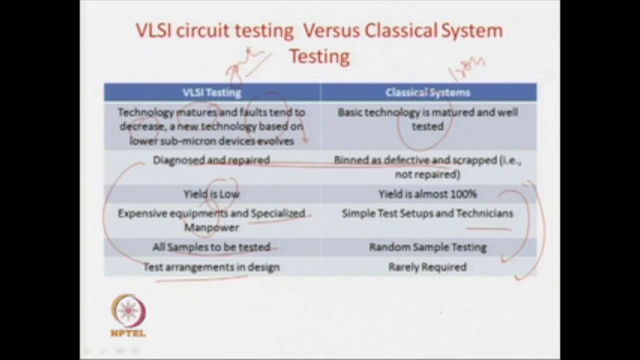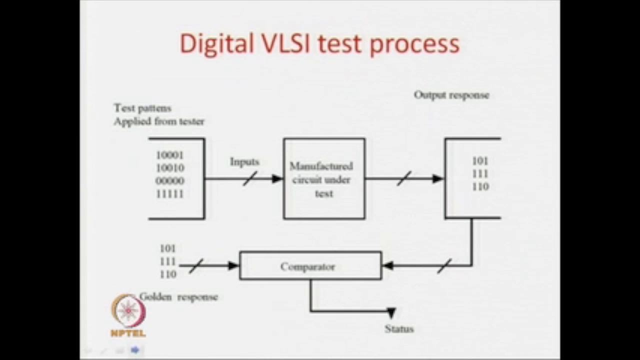We will slowly see these points like binning, defective, non-repairing, as we progress through the course. So, the basic difference between classical testing and VLSI testing is that in classical testing almost all the products are correct. So, random testing is done, a very simple kind of test, so even a technician can do it. But in case of VLSI, around 40 to 50% or even more of the circuits can have defects. So, you have to test all the circuits, and the test procedure is quite expensive. You need really sophisticated instruments and engineers to do that. So, that is the very basic difference between classical testing and VLSI testing.